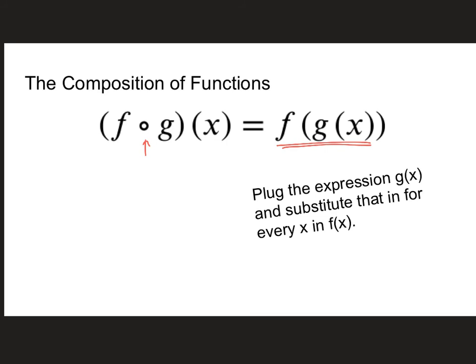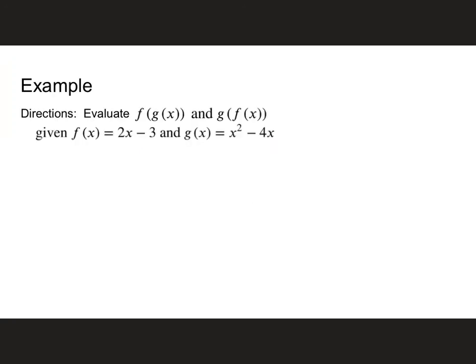It's f and then parenthesis g of x on the inside. And when we see this, we're going to take the function g and plug it into the function f, as you'll see in the next example problem. Let me show you. So directions. Evaluate f of g of x and g of f of x given f of x is equal to 2x minus 3 and g of x is equal to x squared minus 4x.